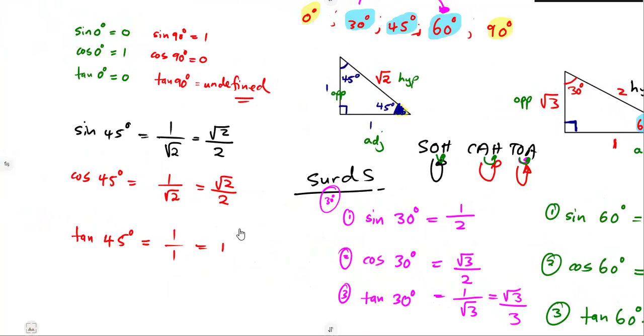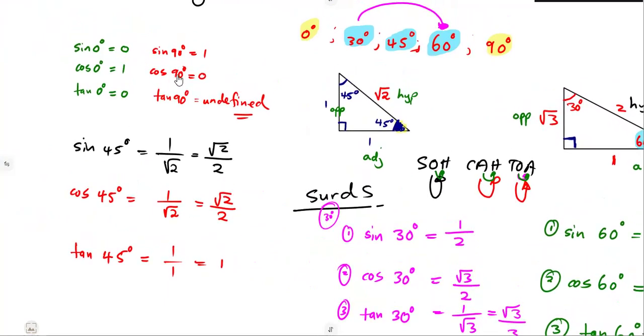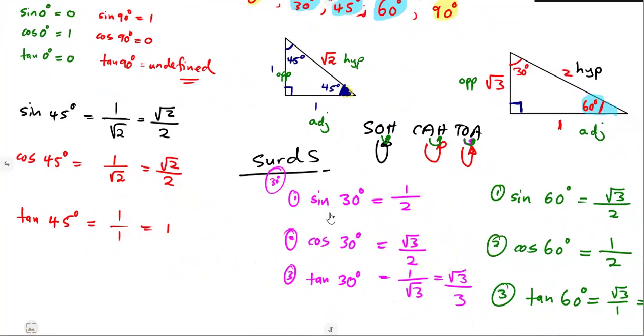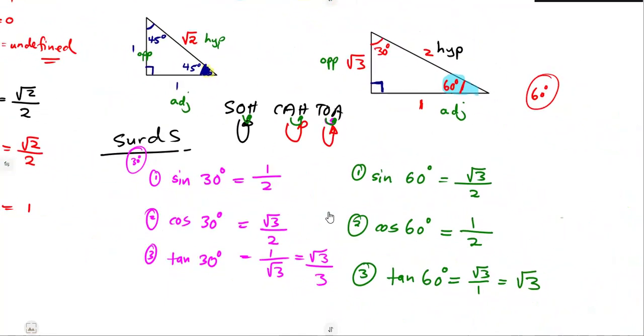So this is what you're going to have from 0 degrees, 90 degrees, and those three angles, 45 degrees, 30 degrees, and 60 degrees. So let's revise as many questions as we can as we are preparing ourselves for the exams which are ahead of time.